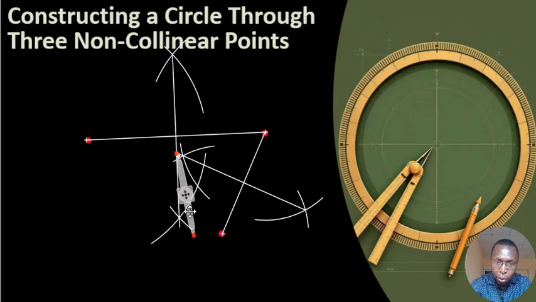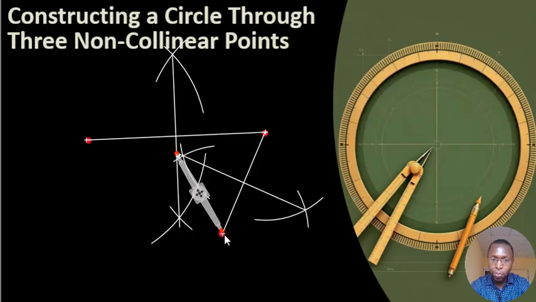You place it at that point, and then you adjust your compass to the point that it will touch one of the points. We have been given three points to do this circle, no collinear points. This is the first point. This is the second point. This is the third point. Now you extend your compass to that point until it touches it. Remember that the center of your compass is at the point where the bisectors meet.